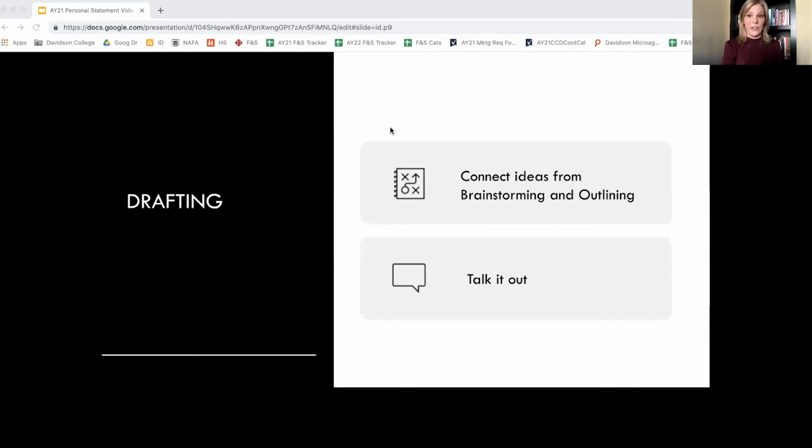Consider asking someone if they'll have a conversation with you about it, or even consider using a dictation tool like the one in Microsoft Word to talk through an idea by yourself. You might feel silly at first, but it's a great way to work through ideas when you're stuck.